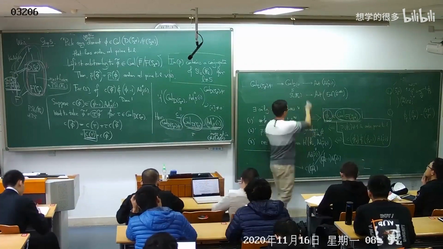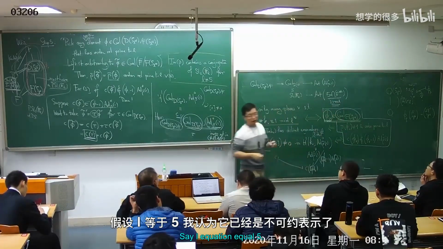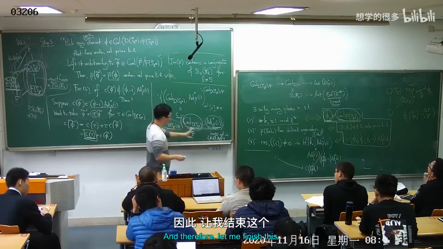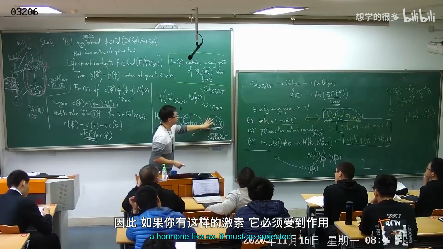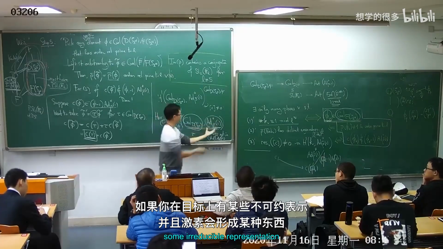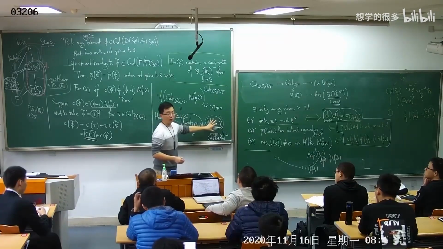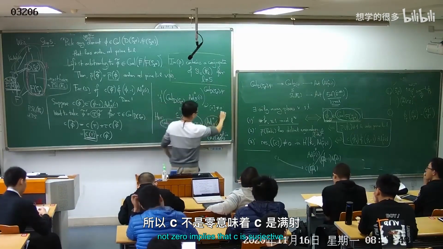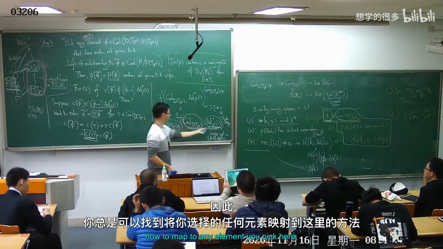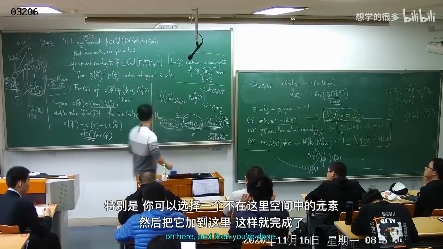And this is almost irreducible if your L is large enough. Say L is greater than or equal to 5, I think it's irreducible already. And therefore, let me finish this. So if you have a homomorphism like so, it must be surjective if it's not 0. If you have some irreducible representation at the target, and a homomorphism from something like this, it must be surjective. So C not 0 implies that C is surjective. So therefore, you can always find how to map to any element you pick here. In particular, you can pick an element not in the space here, and then add it on here, and then you're done.